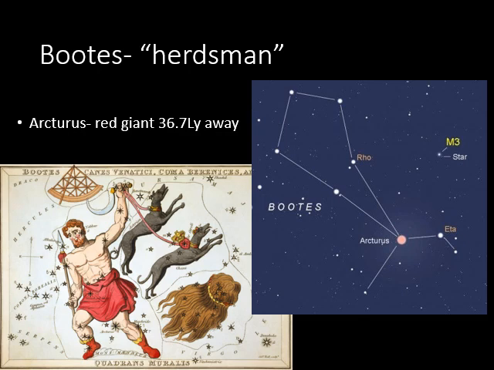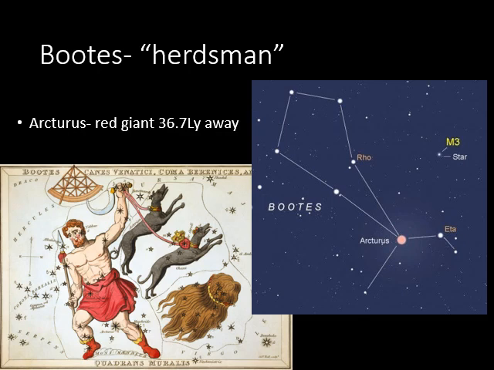Arcturus is a red giant star, so it's an evolved star, puffed up. That's why it's nice and bright, and it turns kind of red in color because it's a little bit colder than it used to be. And it sits about 36.5 light years away from Earth.